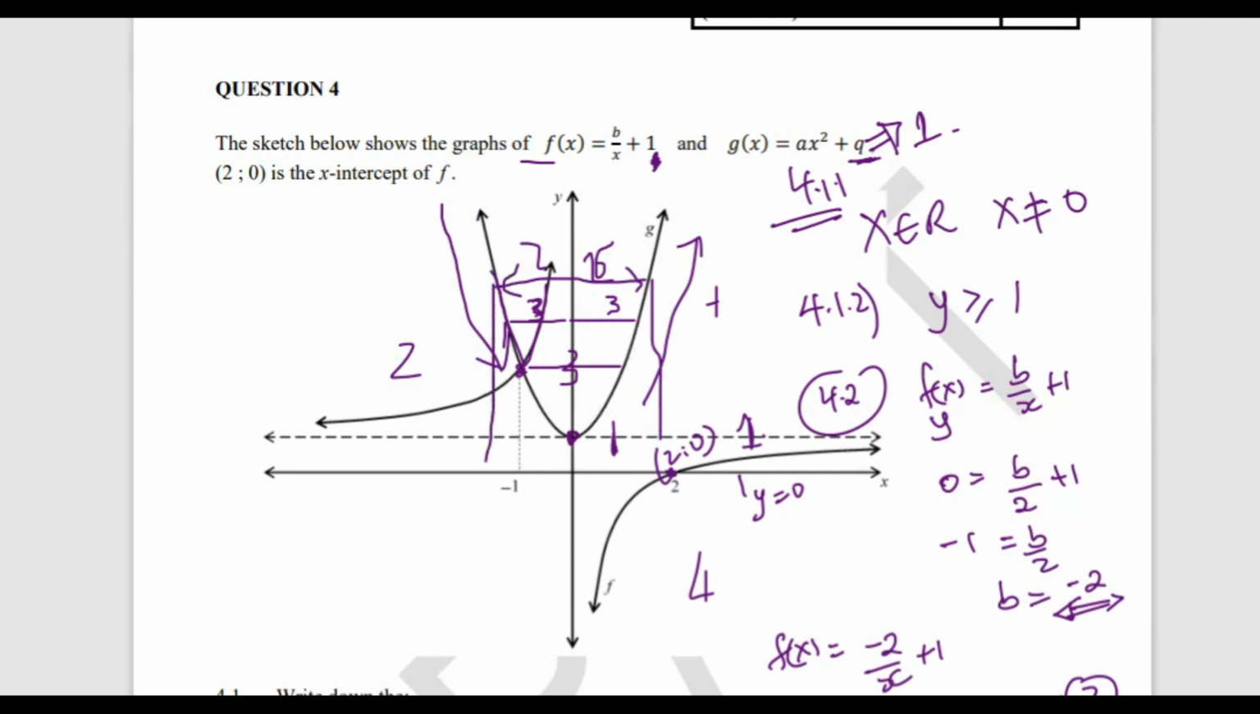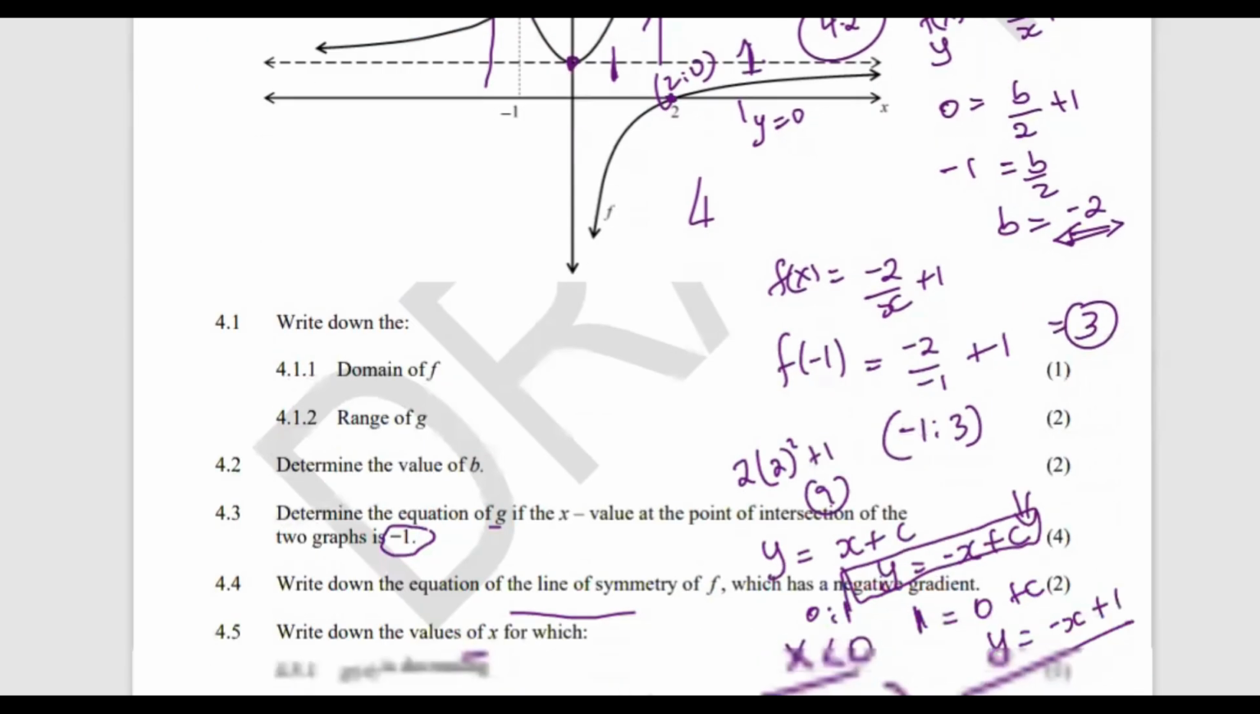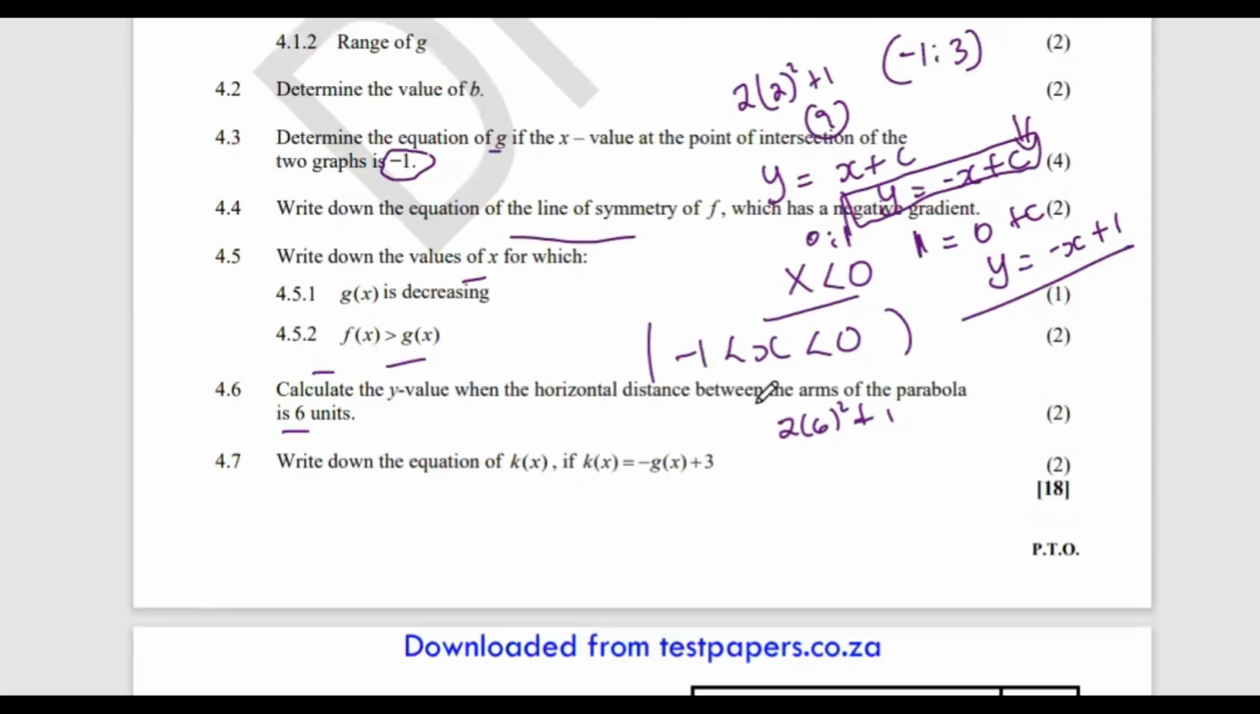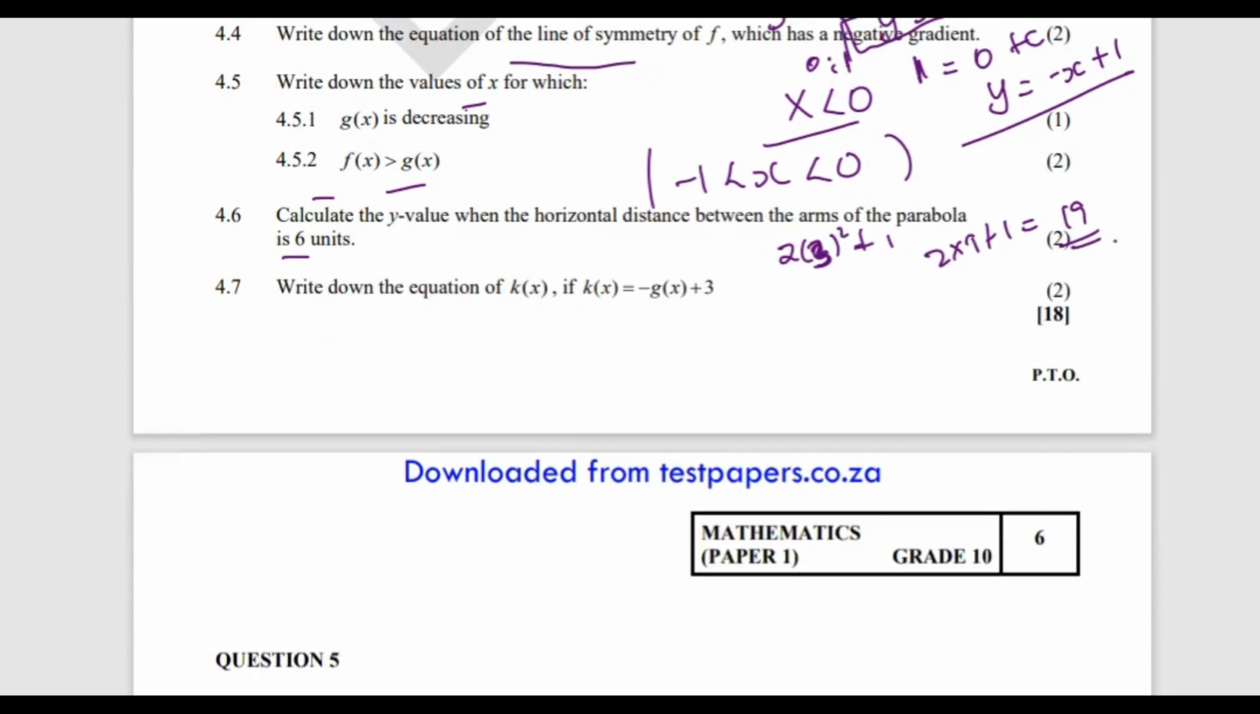Then 3 and 3. So which means I need to use the 3 and 3. Okay, so it can't be 6, it will be a 3. So it's gonna be 2 times 9 plus 1, which gives us a 19. That's what I'm getting. So when y is 19, then everything will be a 6, the total distance.